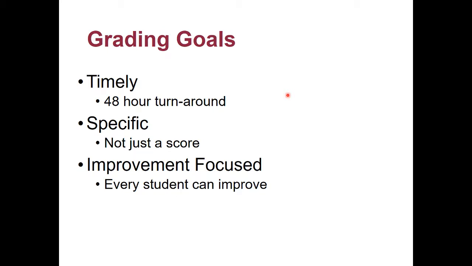Being specific, the feedback should be specific. It shouldn't be just a grade, a numeric grade or a letter grade. It should help the student understand in what areas they're succeeding and in what areas they need to focus in order to improve. Any deduction in points should be explained in terms of what specific criteria were not met and how specifically the student can meet that criteria.